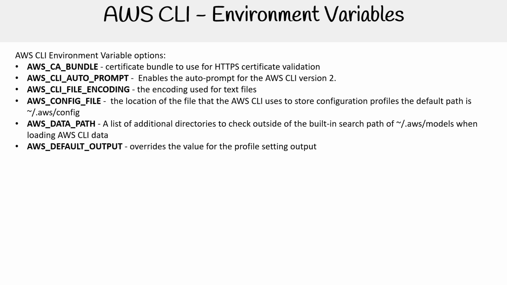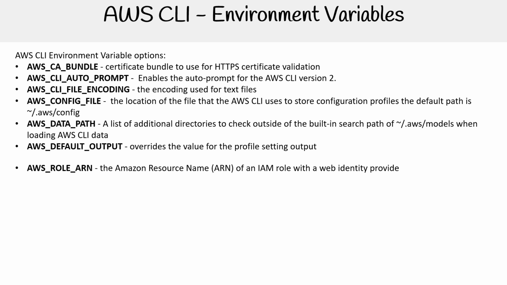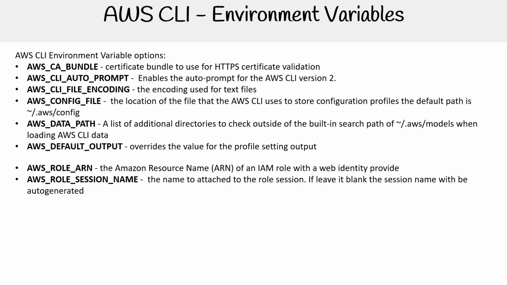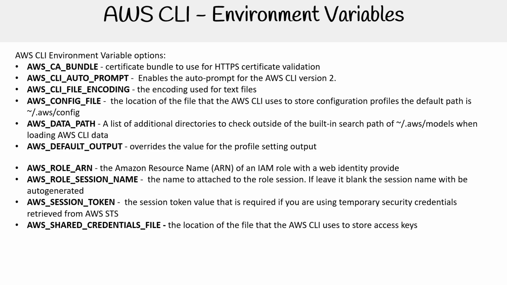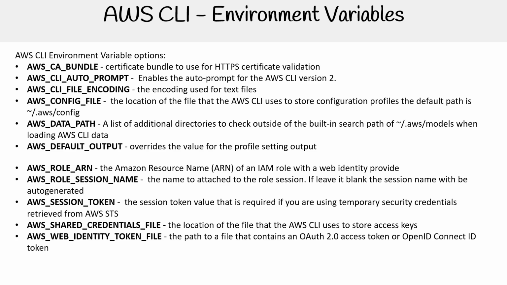Then there is the default output. So this would be changing from text to JSON to table. Then there is the role ARN. We use that when we are trying to assume a role. We have role session name if you want to name your temporary session. Then we have session token. This is for temporary STS. Then we have shared credentials file. This is changing the location of the credentials file.